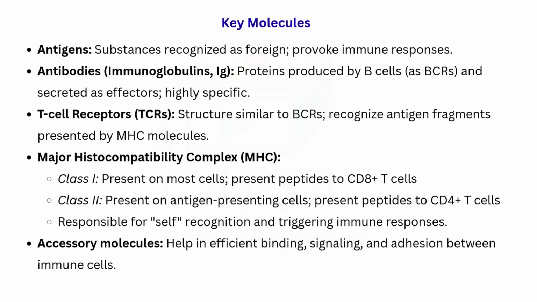T cell receptors recognize the fragments of antigens, but only when presented by specialized molecules called the major histocompatibility complex, or MHC. MHC class 1 presents to CD8 T cells, and MHC class 2 presents to CD4 T cells. Alongside this, we also have accessory molecules that enhance communication and binding between the immune cells, making the response much more efficient.